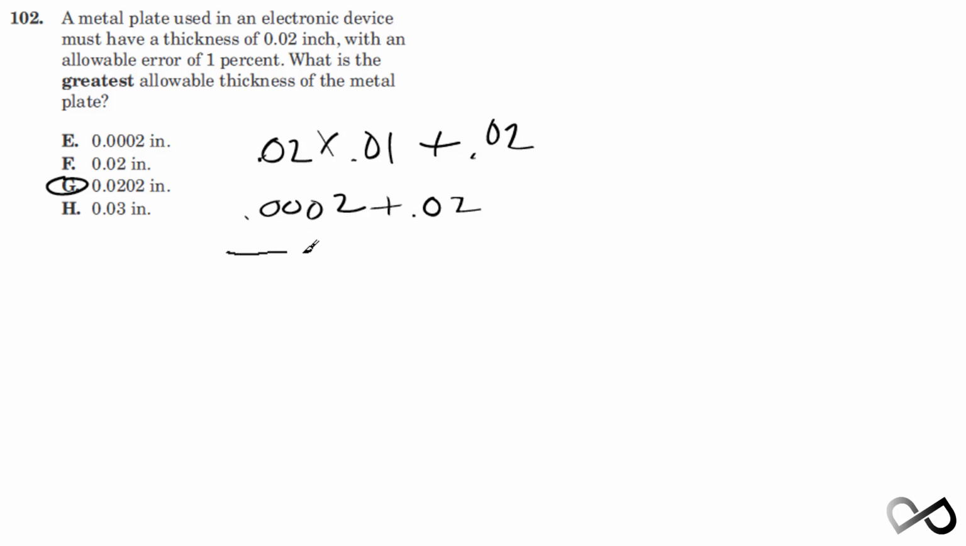Okay, if you wanted to do this in one step instead of two steps, instead of doing multiplication and addition, instead of multiplying by just 1%, you could have multiplied by 101%. So in other words, you could have done 0.02 times 1.01, right? That's 101%. And if you did that, you would have gotten the same exact answer.